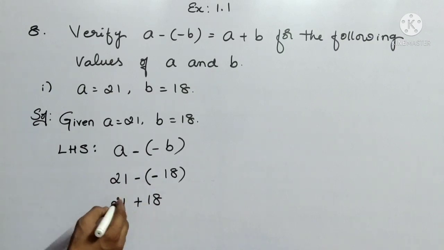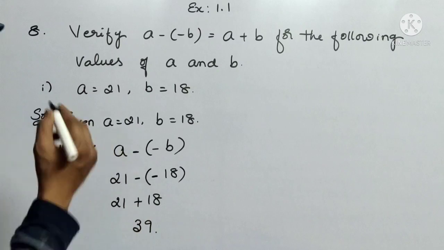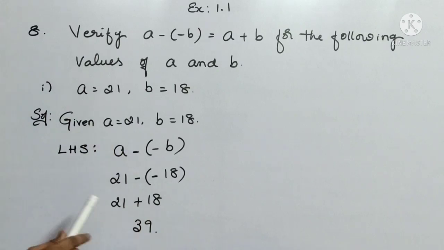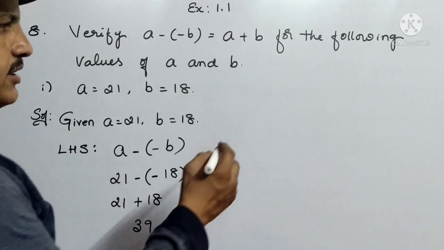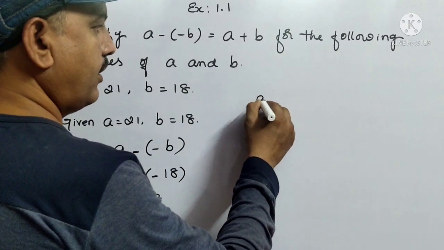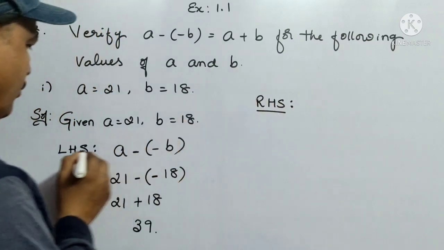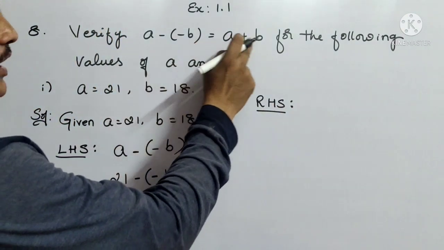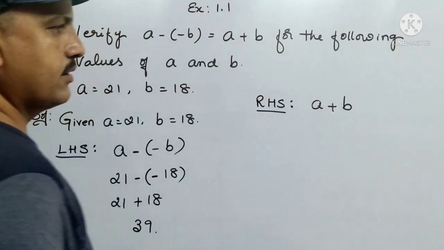Now add these two, children. So 1 plus 8, 9. 1 plus 8, 9. 2 plus 1, 3. So you got LHS 39. Is it clear? You got LHS 39. LHS means left hand side. Now coming to RHS. So what is RHS here? A plus B. RHS is A plus B.